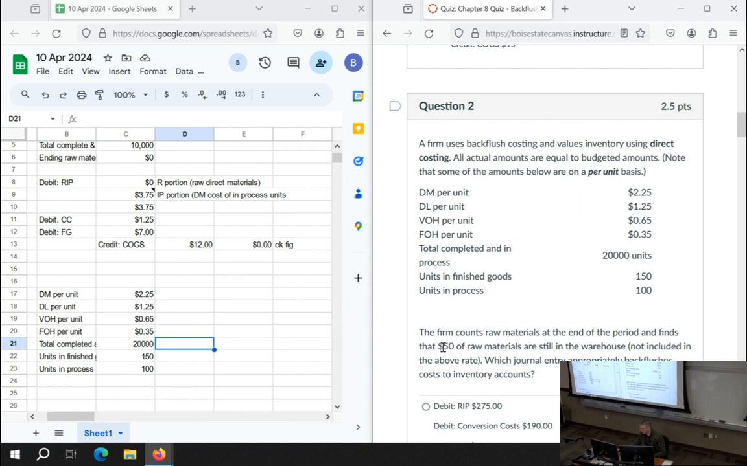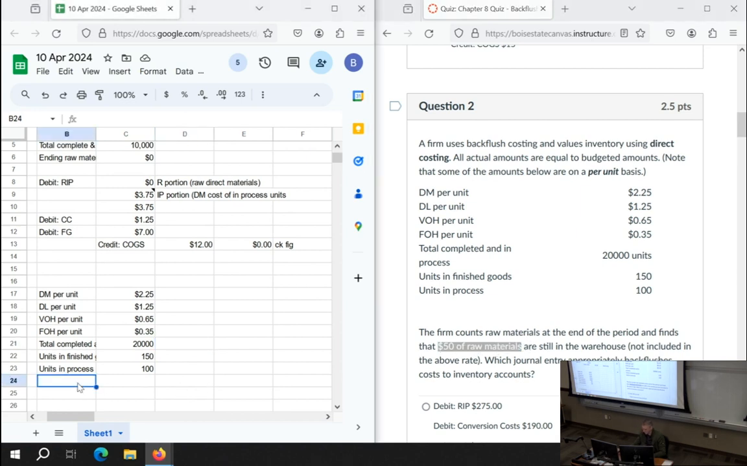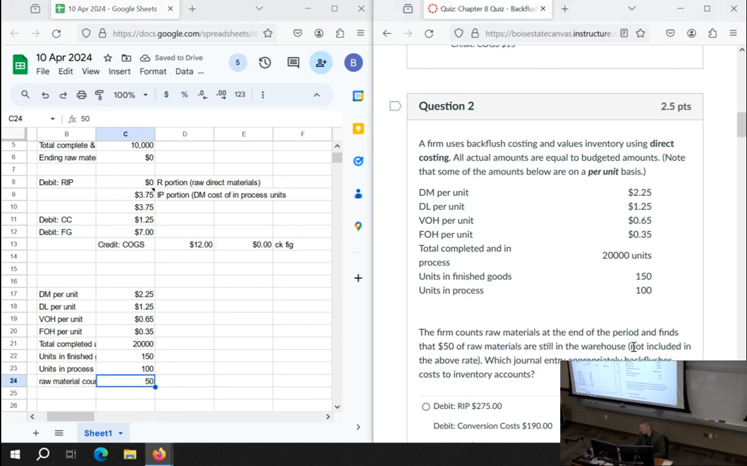And it looks like we also have information here, $50 of raw material. So raw material count is $50. All right, so I also have this parenthetical right here. This $50 is not included in the above rate right here. If you look at 2023 videos, I had not made this fix. Now the questions are very clear that this $50 is not part of the numerator that went into this rate.